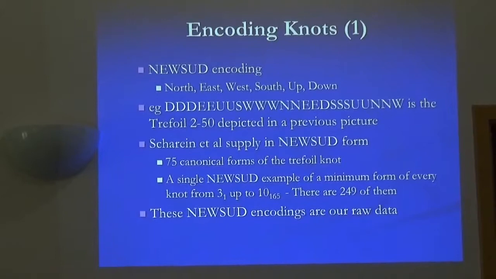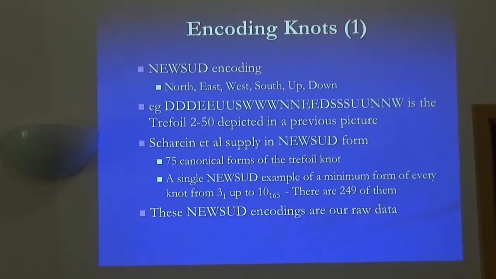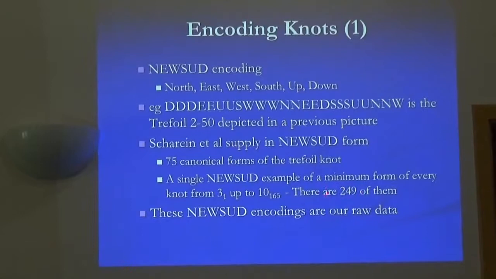A useful example of each of the more complex knots. So there are 249 of those. And so those 75 useful encodings of the trefoil knot and the 249 useful encodings of the other knots is the raw data of my BiEntropy study.